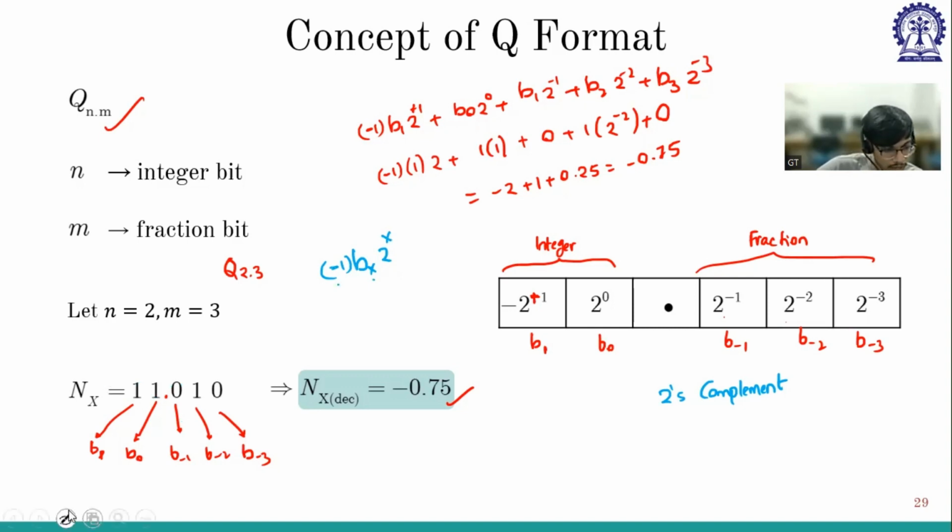Let me take a dark color. This is the 2 to the power 0 term, this is the 2 to the power 1 term, this is 2 to the power minus 1, 2 to the power minus 2, 2 to the power minus 3. So 2 to the power 1 into B1 into minus 1, 2 to the power 0 into B0, 2 to the power minus 1 into b minus 1, 2 to the power minus 2 into b minus 2, 2 to the power minus 3 into b minus 3. Substituting this in the expression, I am getting this. Had it been straight binary, this minus 1 would not be there, it is plus 1.